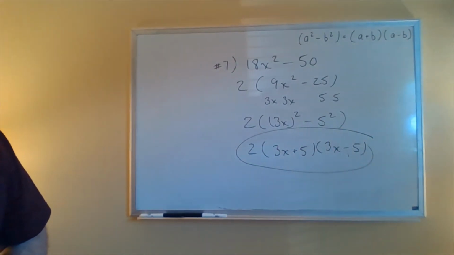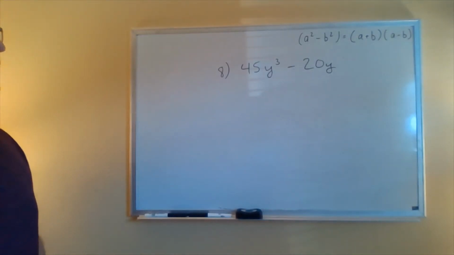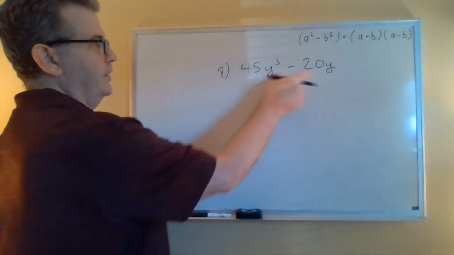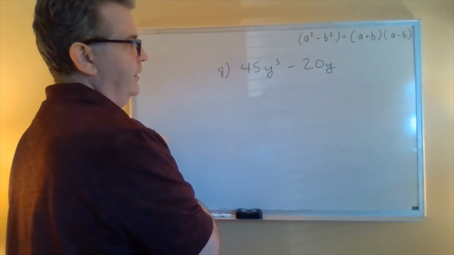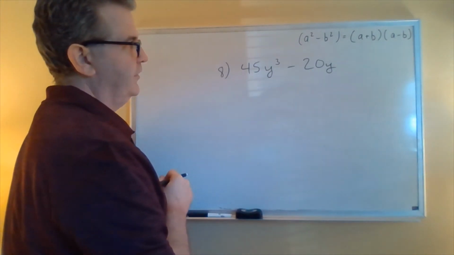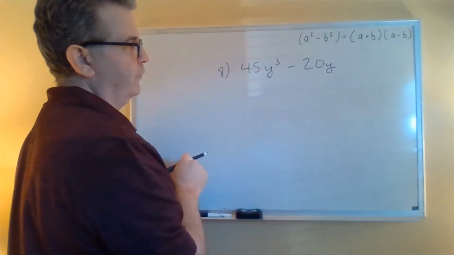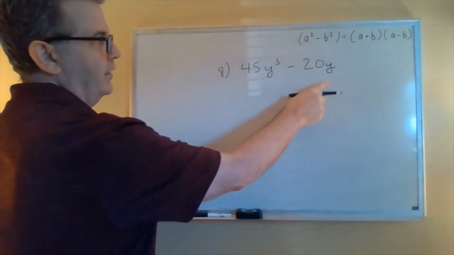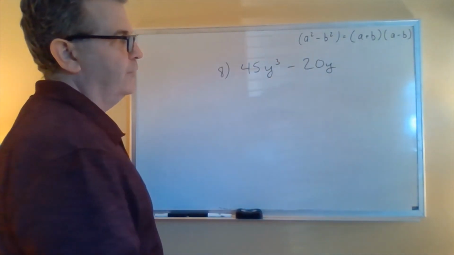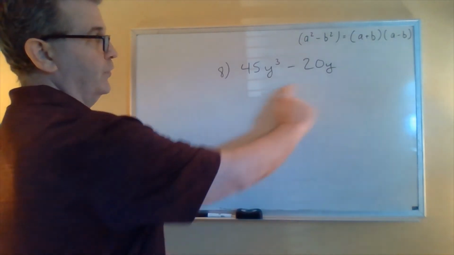Let's take a look at number 8. Okay, so here is number 8, and we look at each part here, looking for perfect squares. Is 45 a perfect square? It is not. How about 20? It's not either. How about y cubed? No, we need an even exponent for it to be a perfect square. If it's an odd exponent, we don't have a perfect square. How about y? Well, that's y raised to the first power. That's an odd exponent as well. So that's not a perfect square. So we don't have a perfect square in the bunch.